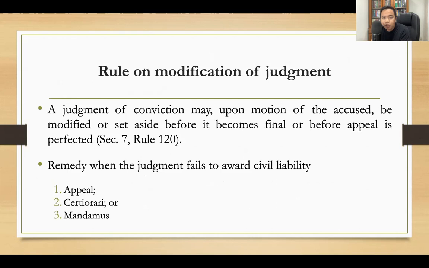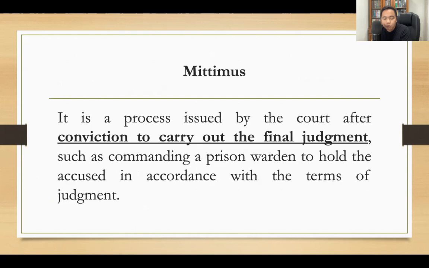A judgment of conviction may, upon motion of the accused, be modified or set aside before it becomes final or before appeal is perfected. Now, what is the remedy of the private offended party when the judgment of the court fails to award civil liability? He can file an appeal, or he can file certiorari or mandamus.